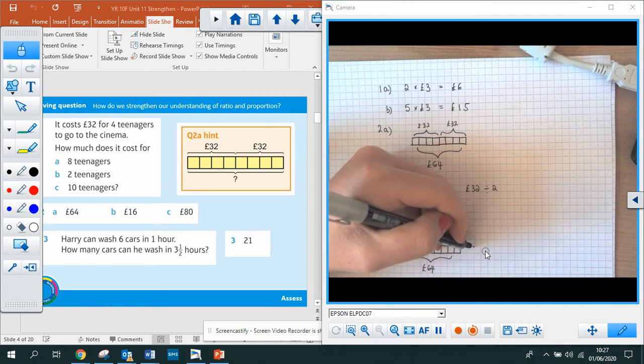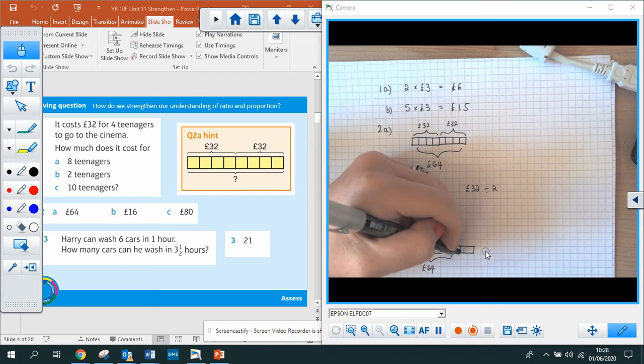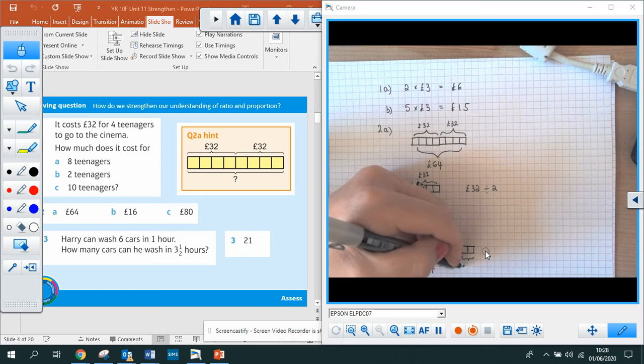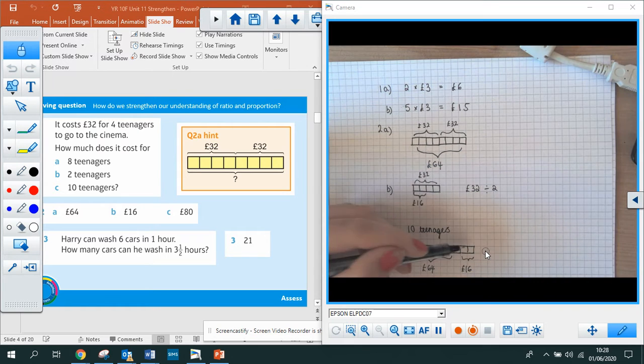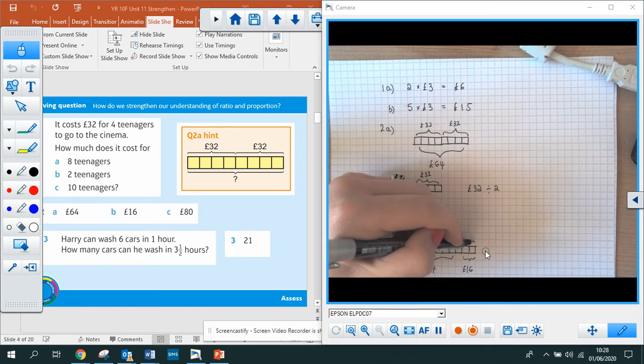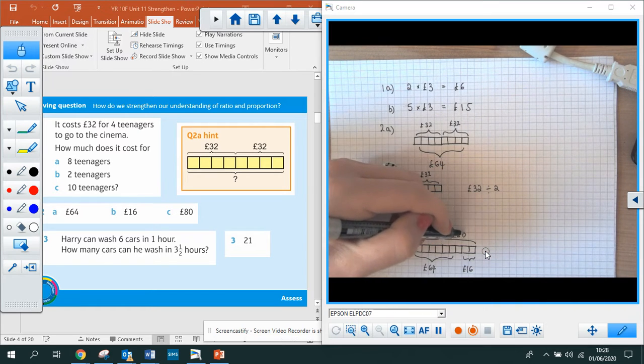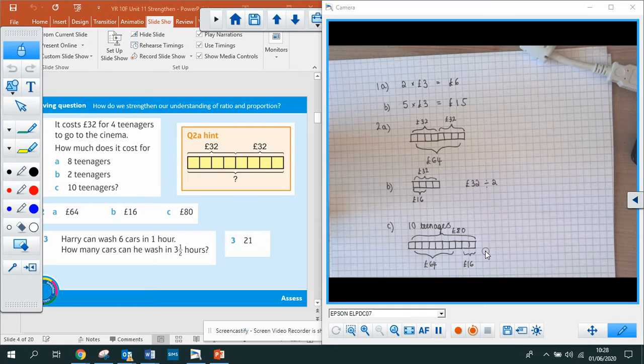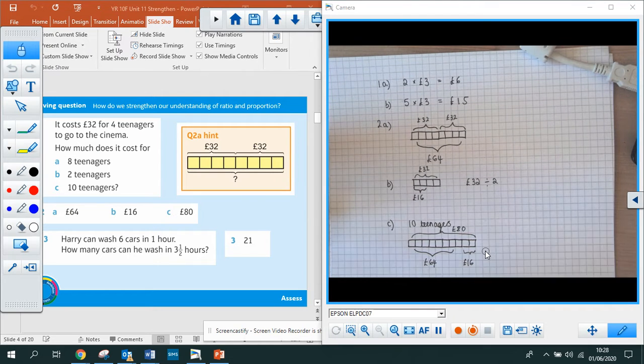We also know the cost for 2, which therefore is going to give us the cost for 10, isn't it? So the cost for 2 is £16. So the cost for 8 plus the cost for 2 is going to give us the cost for 10, and that is £80. Okay? So that's great if you spotted that relationship, and that's only good if you have previously worked out the parts that made up the 10.